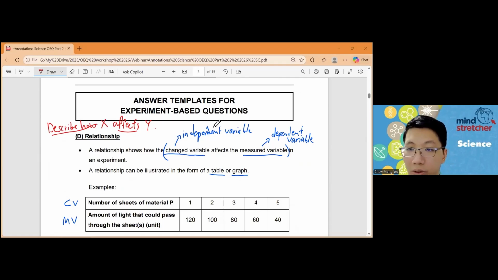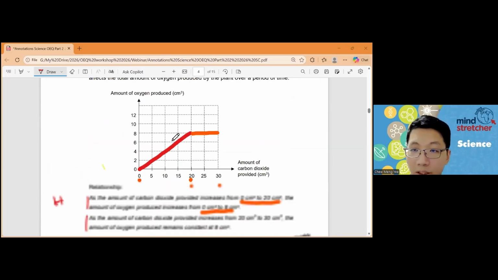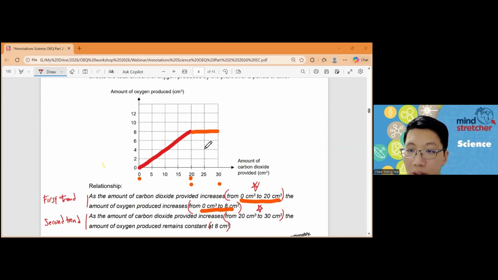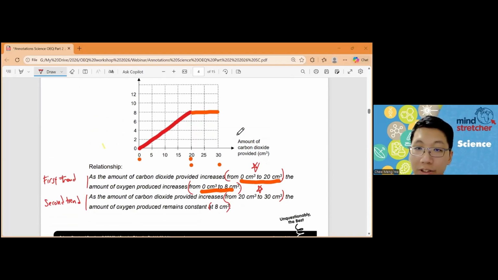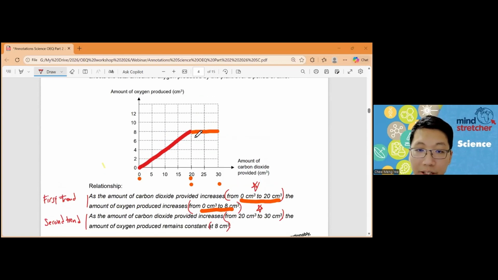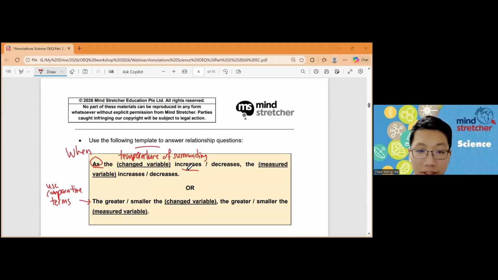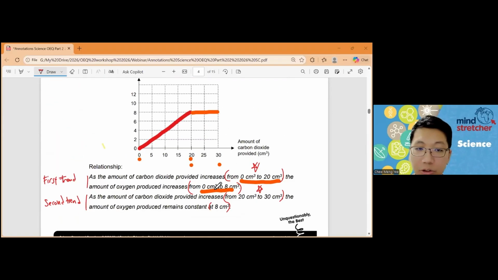How to identify between trend 1 and trend 2? If it's a graph, it's quite obvious. You will see that the shape of the graph changed, or rather, the slope has changed. Initially it was increasing, then after that it becomes horizontal. So that's two trends, and you state the two clearly. You split into two parts. If it's only one trend, then just use one sentence.